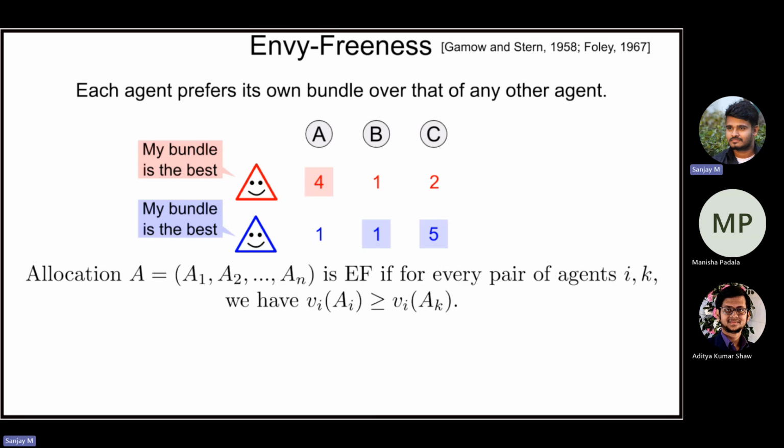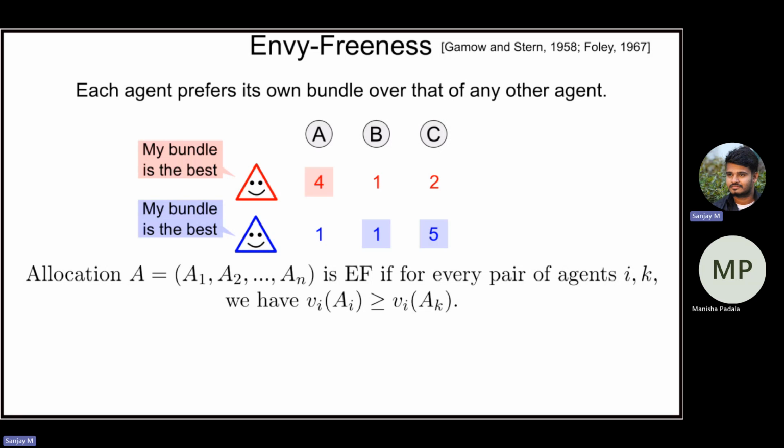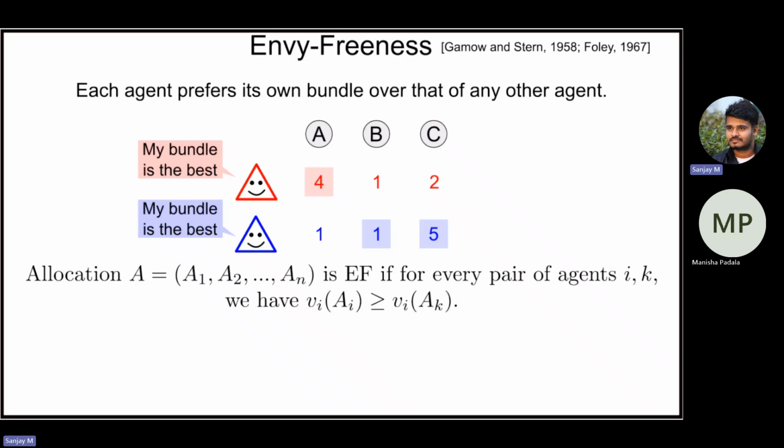As an example, suppose we have these 2 agents and 3 goods, and the allocation that we are given currently is A is given to the red agent and blue gets B and C. If you look at the red agent, its value for its own bundle is 4, it just gets 1 item. And its value for what the blue agent is getting is 1 plus 2. I'm using additivity here. So red values its bundle at a higher number than the other agent's bundle, so it does not envy the other agent.